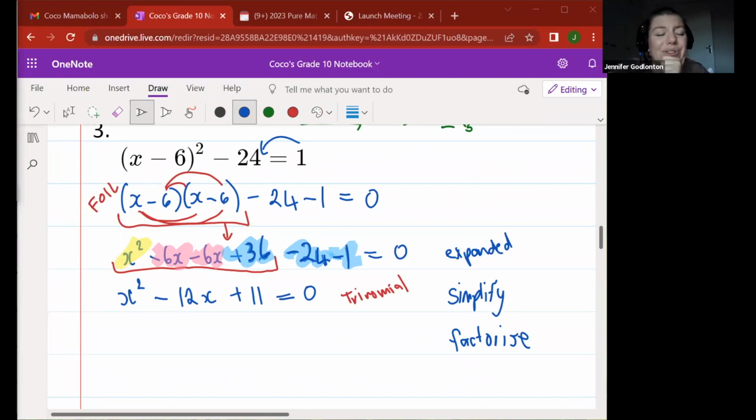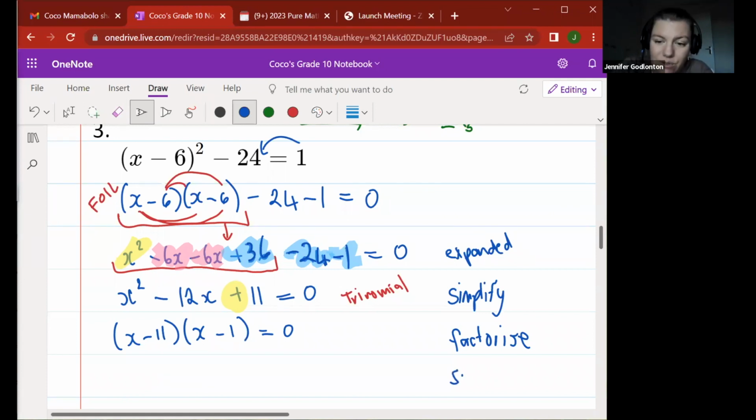Oh, so close. Just be careful with those signs. Remember, when this is a plus sign, it means that my signs in my brackets have to be the same. So I'm going to have x minus 11, x minus 1, and that's going to be equal to 0. So that was my factorizing.